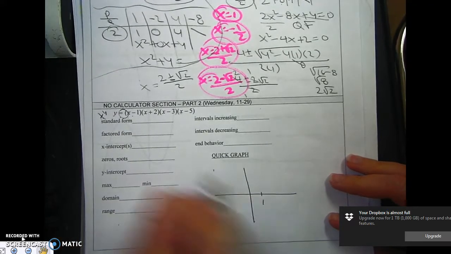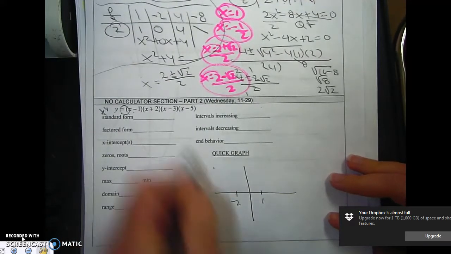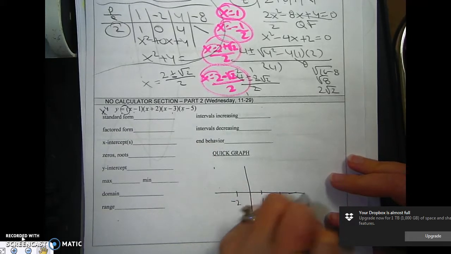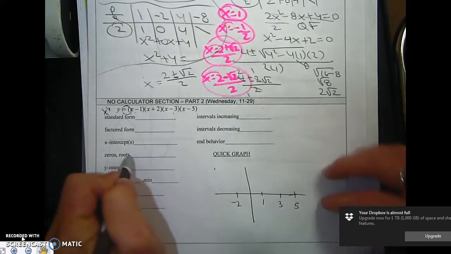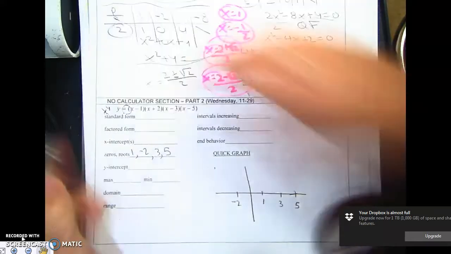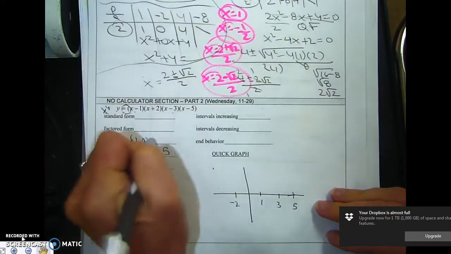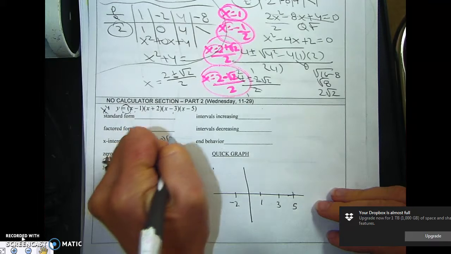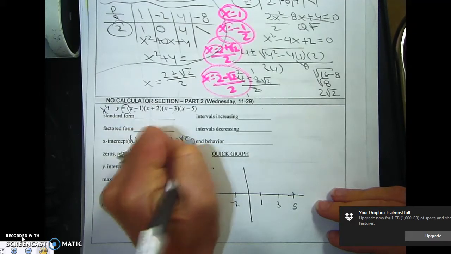My zeros are 1, -2, 3, and 5. So let me write that. 1, -2, 3, 5, written as x-intercepts: (1, 0), (-2, 0), (3, 0), and (5, 0).